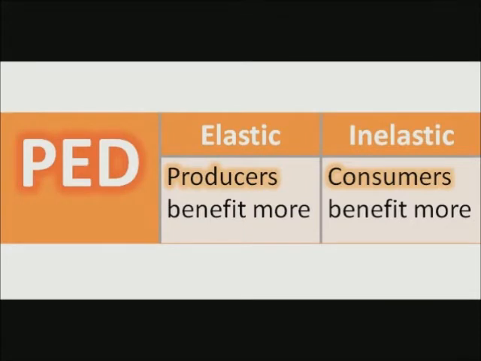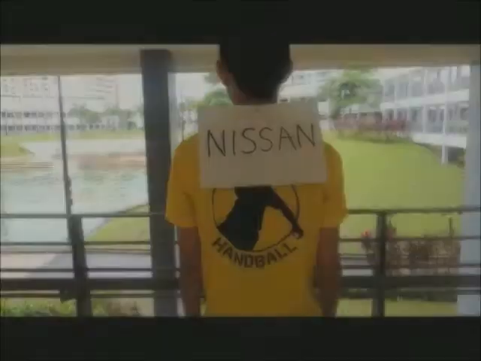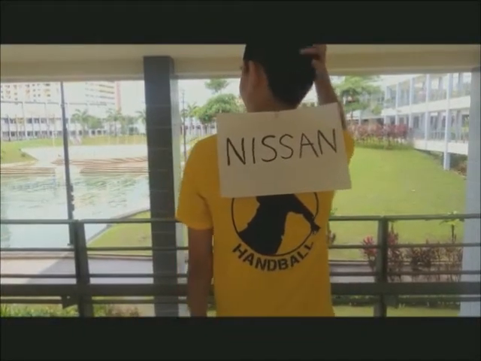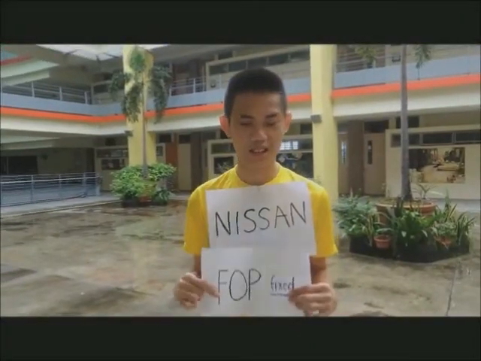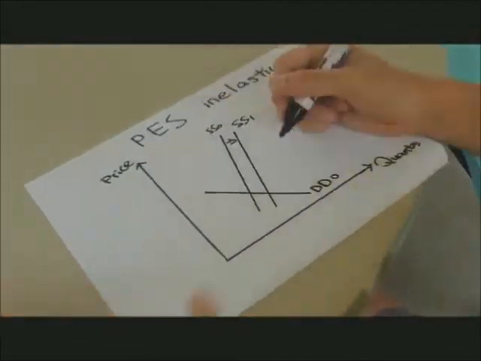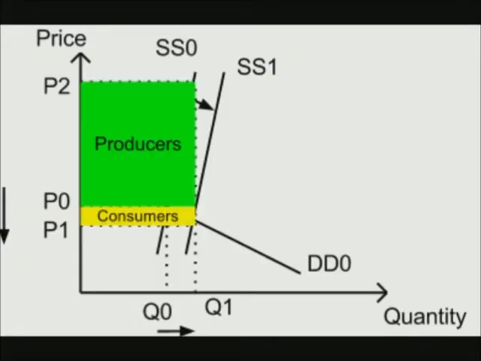Next, let me explain how PES affects the sharing of the subsidy between consumer and producer. In the short run, car companies are unable to respond to the subsidy and increase output of cars despite the cheaper cost of production, because FOP are fixed. In this case, supply is price inelastic while assuming demand is still price elastic. As supply increases and the supply curve shifts right, the producer benefits more than the consumer.